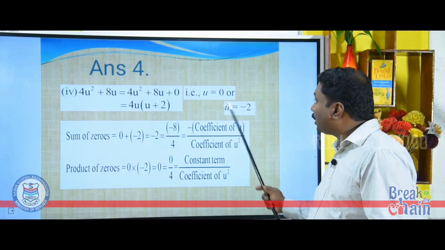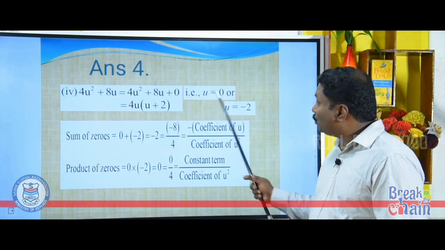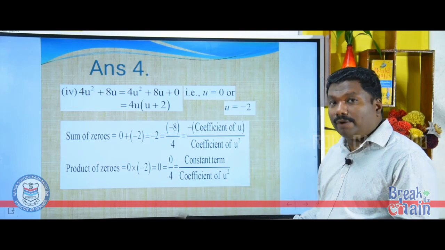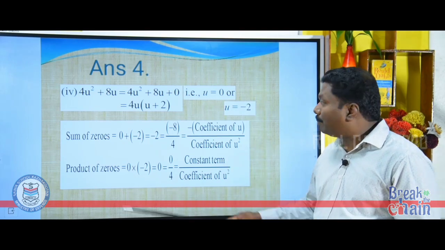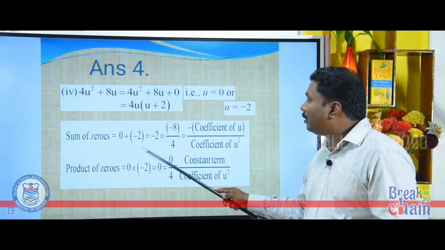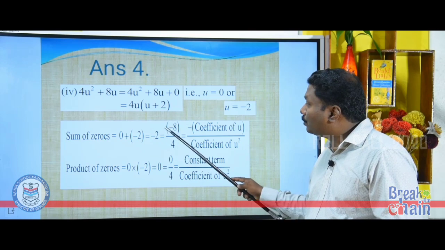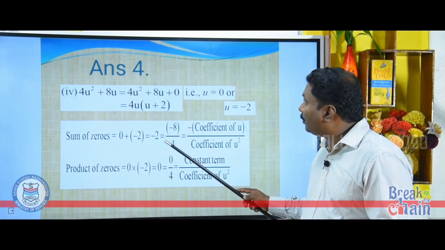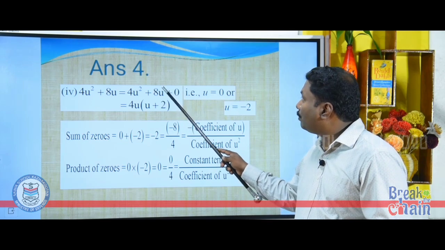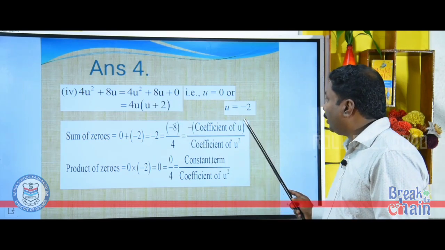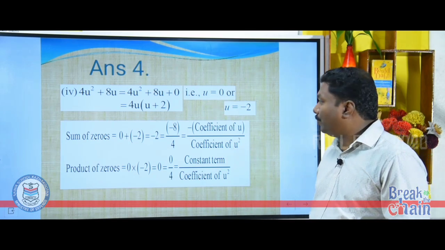So, two zeros are alpha and beta, like the two zeros are 0 and minus 2. Now, we can verify the relationship. Sum of the zeros means 0 plus minus 2, which means minus 2. Minus 2 we can express in such a way that minus 8 by 4, minus b by a form, that means minus coefficient of u by coefficient of u square.